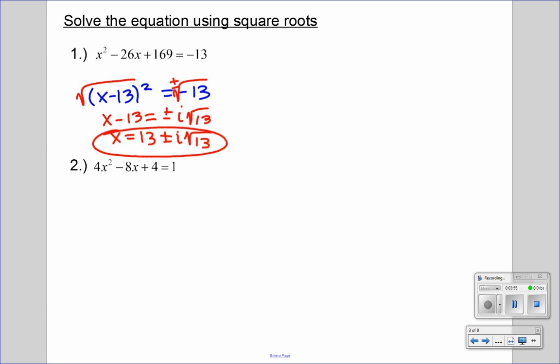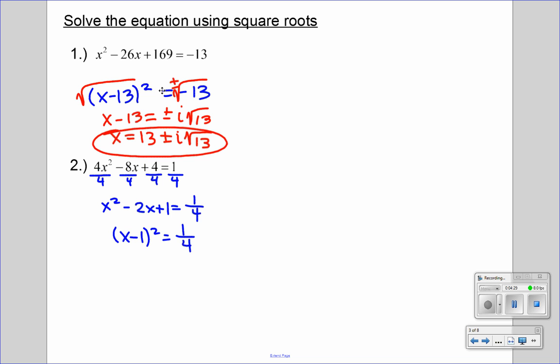Up next, for number 2, we have 4x squared minus 8x plus 4. To make this a little bit simpler, we can divide everything by 4. We are going to get a fraction, but that's okay. So we now get x squared minus 2x plus 1 equals 1/4. Now this is a much easier perfect square trinomial. We can rewrite this as x minus 1 squared equals 1/4.